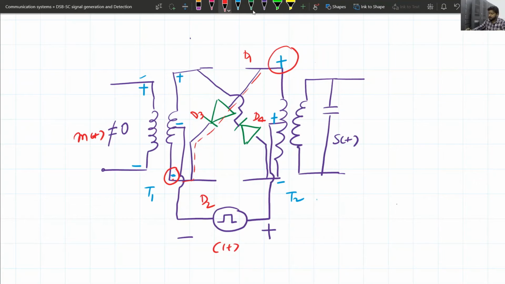Likewise, the negative terminal of T2 is shorted with the positive terminal of the secondary of T1. That means we can say here that the ST that will be observed here will be minus of MT.